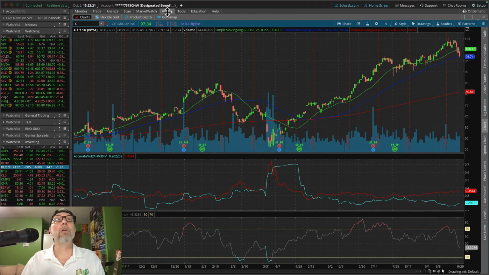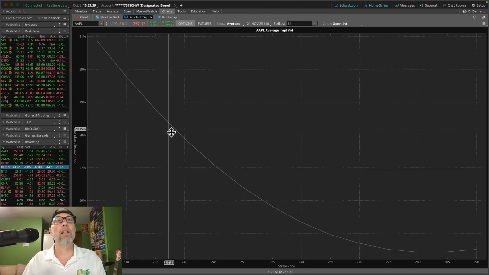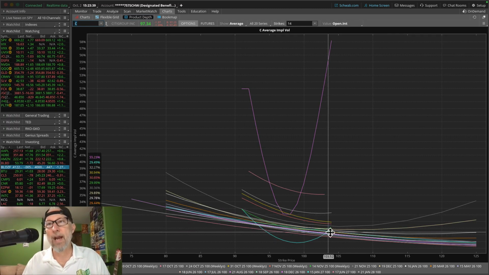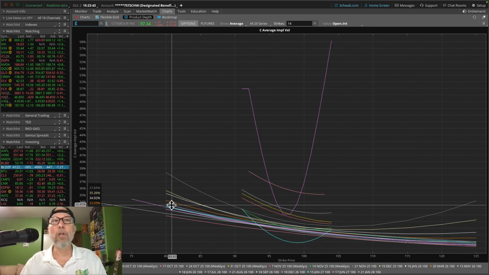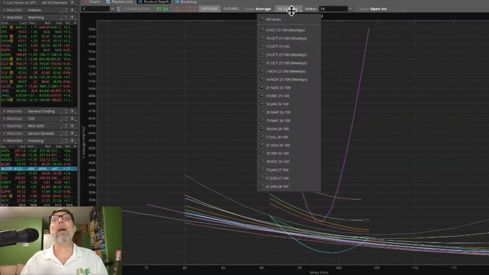If we go to charts and then product depth, this is what I'm talking about. Actually, I got the wrong one here. Let's skip that back on Citigroup. These are the graphs of what we were just looking at, the vertical skew, the volatility per strike within each expiration, all mapped out. Now here we've got all 20 series.